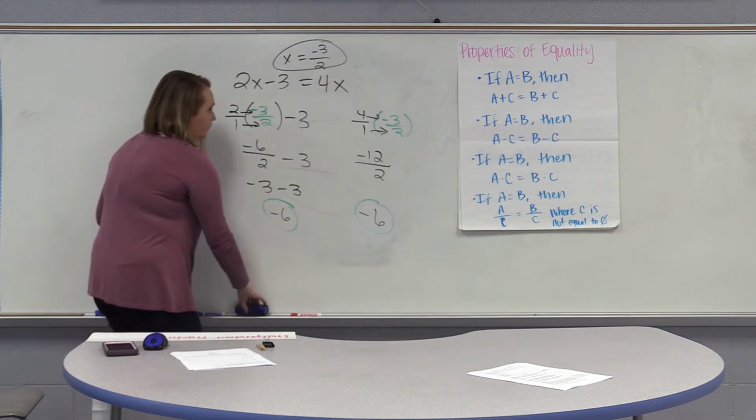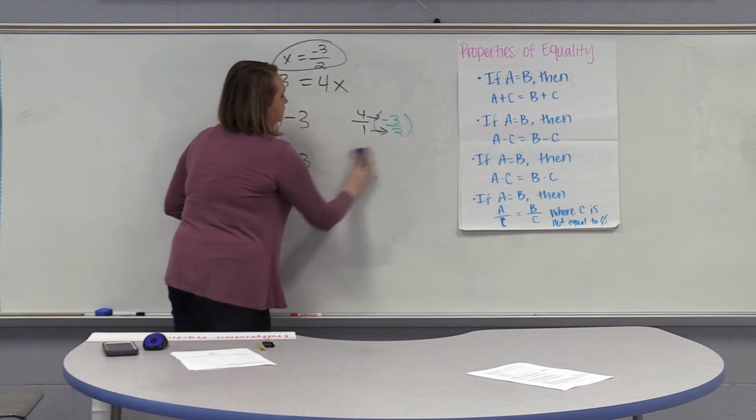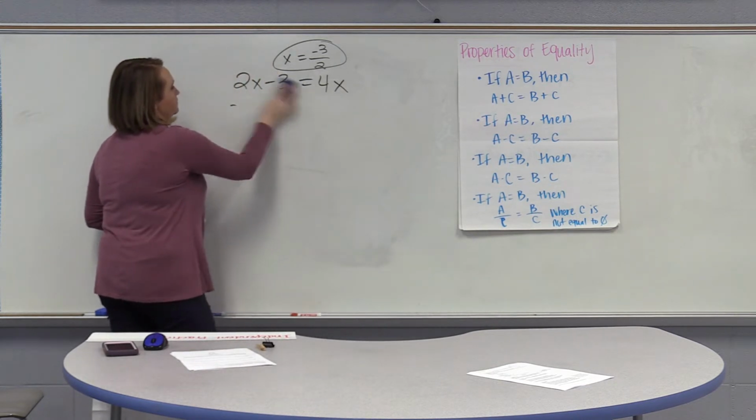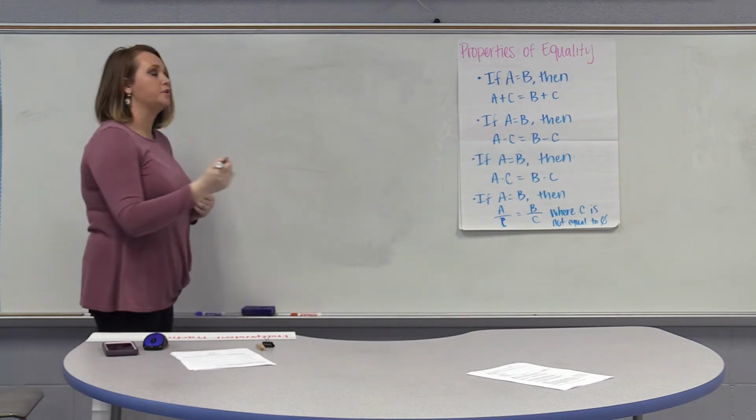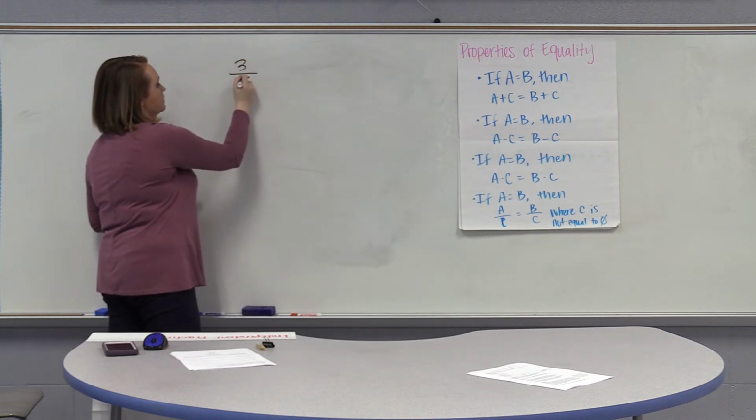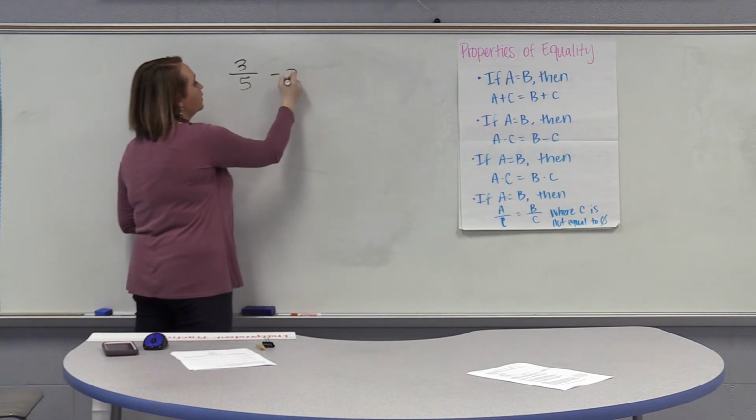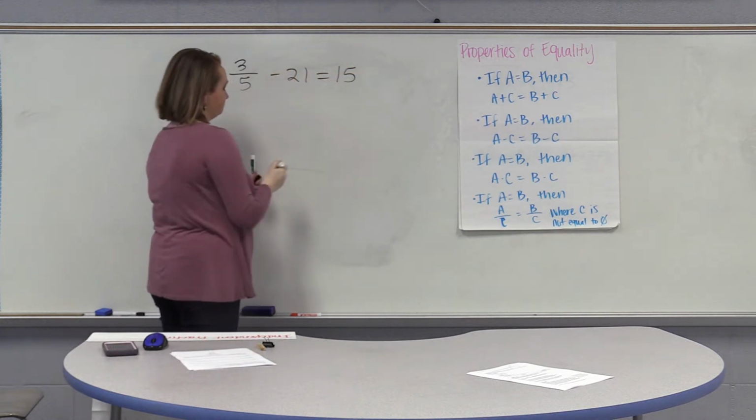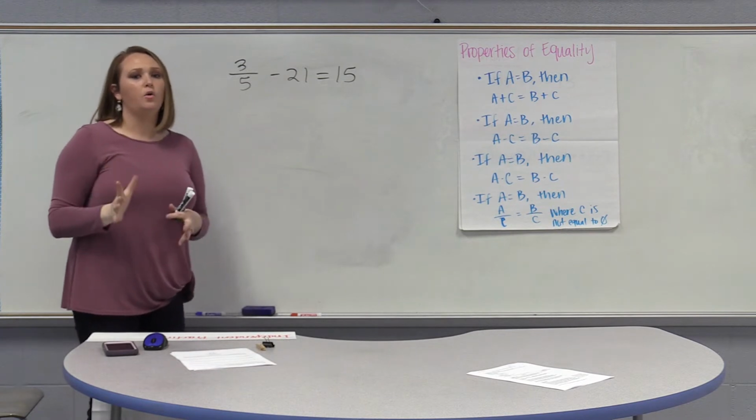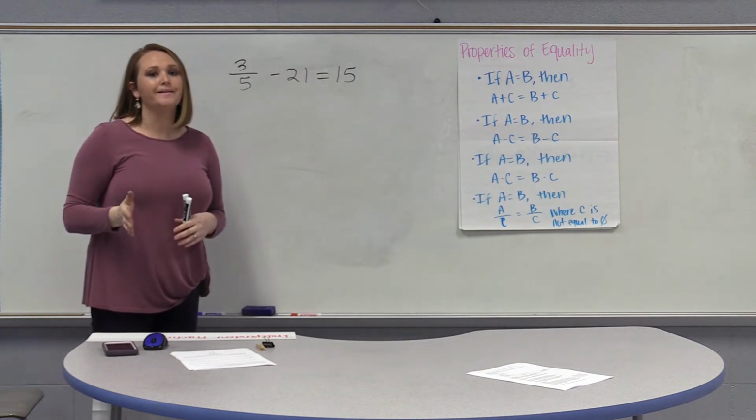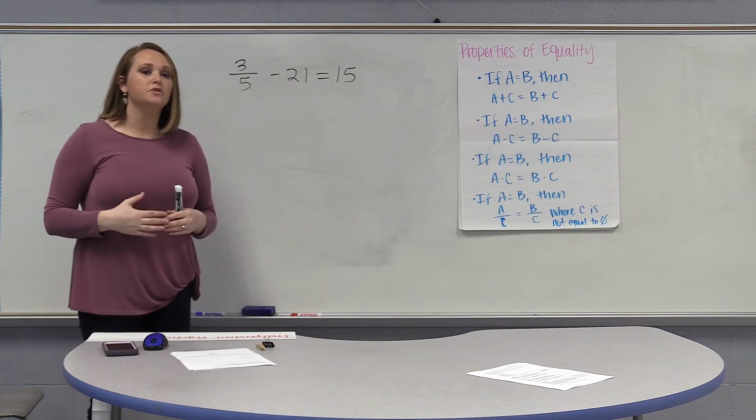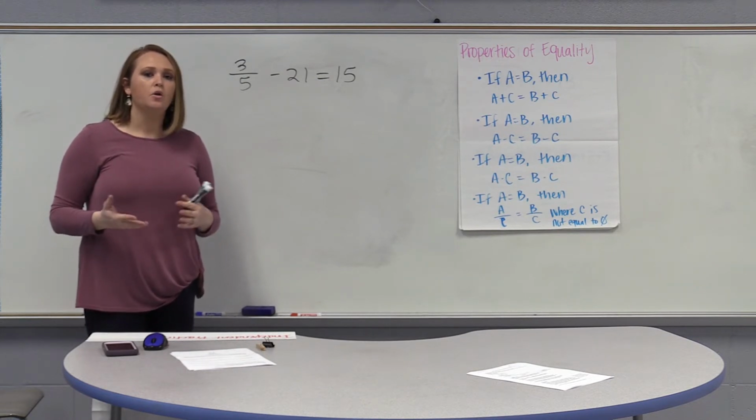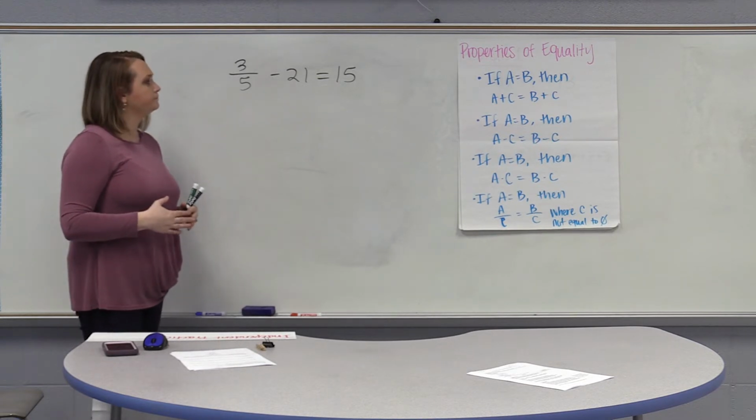Let's try another example. I'd like you to solve the equation 3/5 x minus 21 is equal to 15. Keep in mind that our goal is to transform the equation so that it is in the form x equal to a constant. If we assume that the equation is true for some number x, which property should we use to help us reach our goal, and how should we solve it?